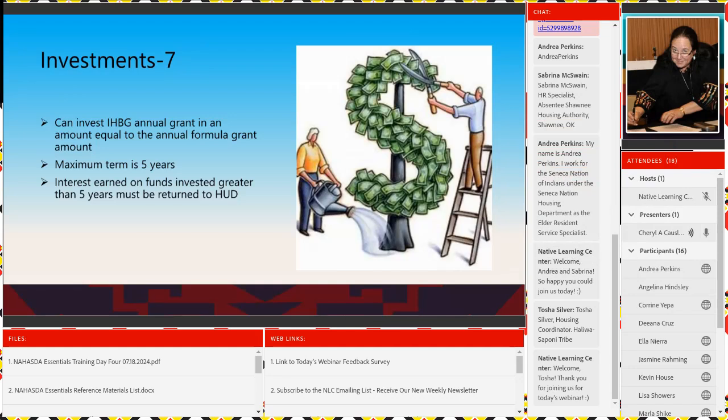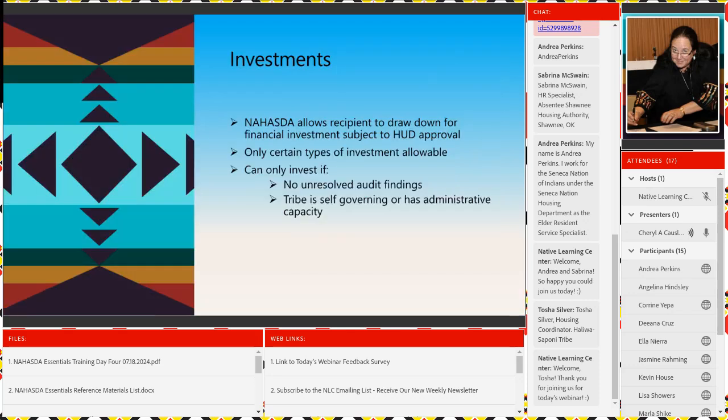Okay, investments. You can invest your annual block grant in an amount equal to your annual formula grant amount. The maximum term is 5 years. The interest earned on funds invested greater than 5 years, you have to return to HUD. So if you are an investment tribe or you're investing anything, make sure you're paying attention to that. You don't want to have to give money back.